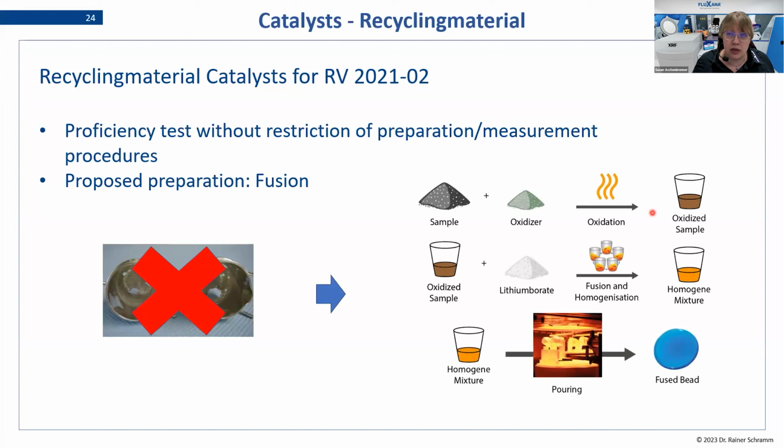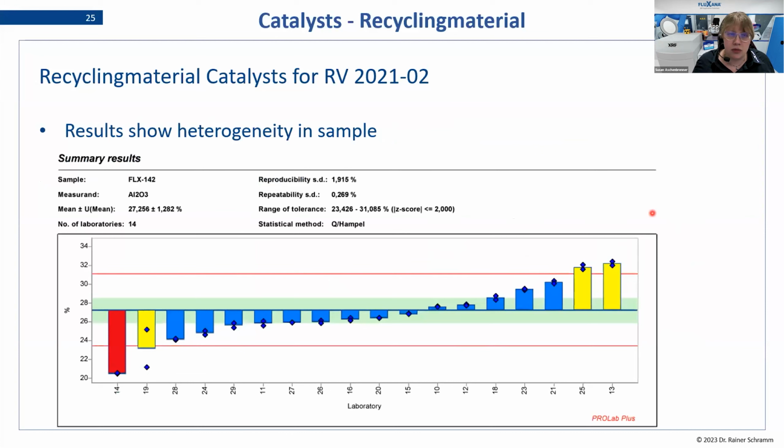So an oxidized sample had to be used. So pre-oxidation had to happen here. Now I want to show you the results. And just one of the results that showed very nicely the heterogeneity in the sample. In this case, we are talking about aluminium oxide, and we see that the lowest measurement of one of the participants was about 21% of aluminium oxide, and the highest was about 32% aluminium oxide.